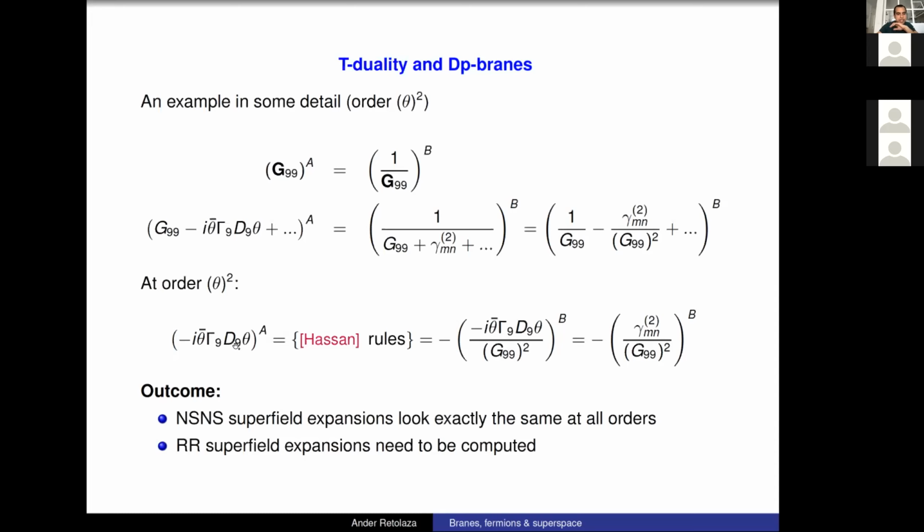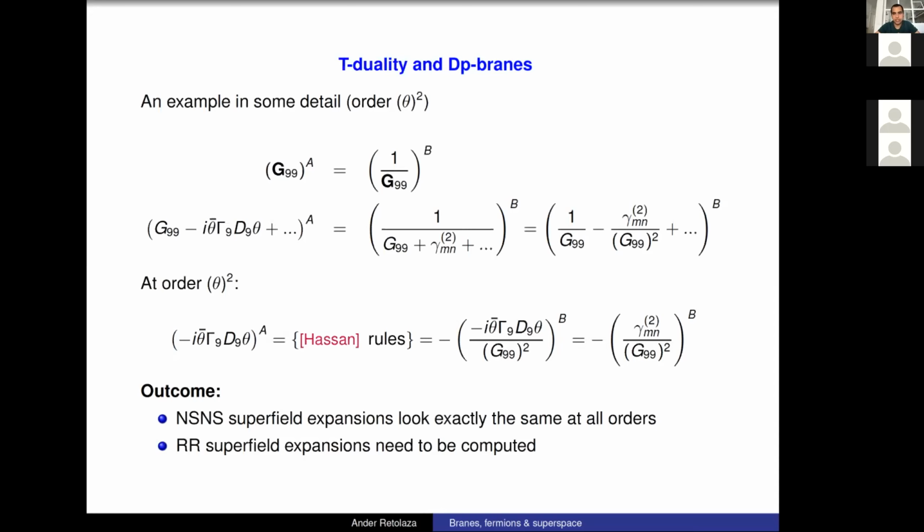And then using the Hassan rules, you can translate a fermion bilinear, for example, in type 2A to a fermion bilinear in type 2B. And that's what needs to be done. So I'm going to stop here. Well, basically, let me tell you what the outcome is of doing these T-dualities.